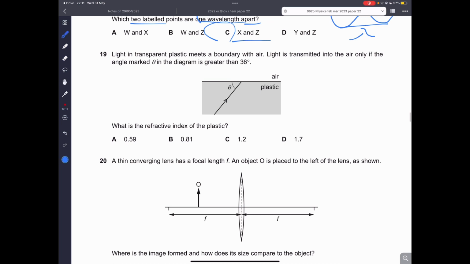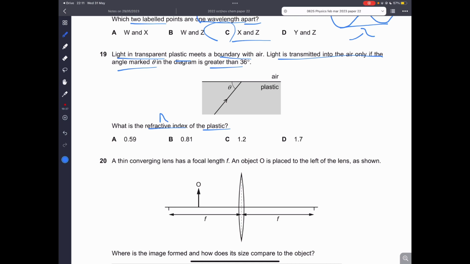Now, moving on, question number 19. Light in a transparent plastic meets a boundary with the air. Light is transmitted in air only if the angle marked is greater than 36 degrees. What is the refractive index of plastic? So we have to find the refractive index.